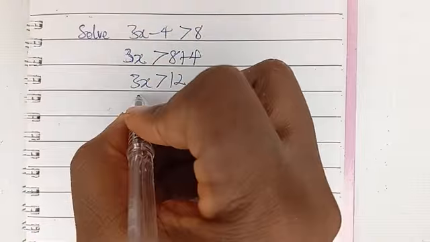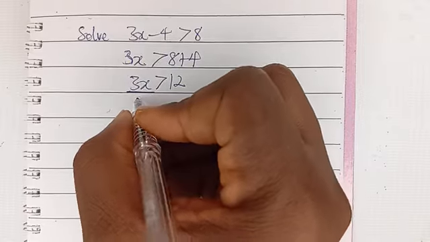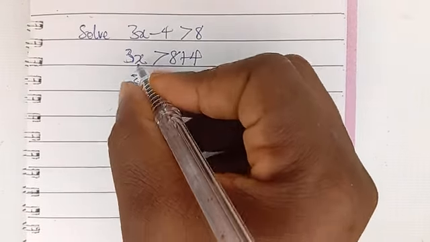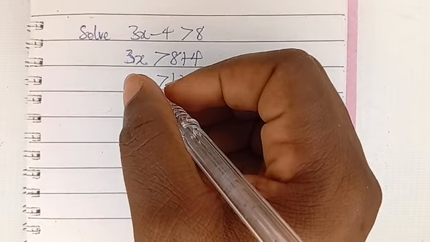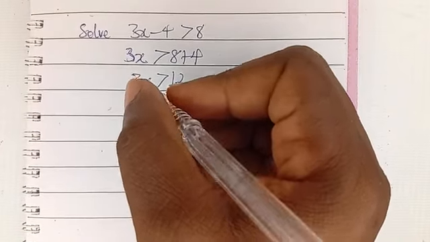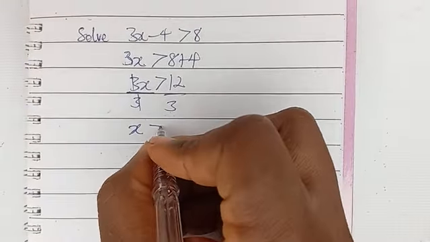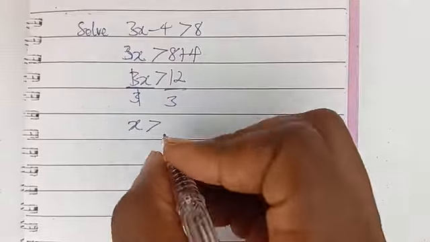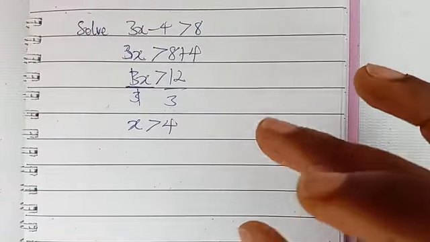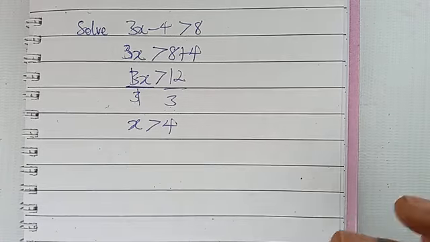Then in a normal equation, what we do at this point is divide both sides by 3 so as to eliminate 3 from here, so that our variable is standing alone. When we divide both sides by 3, we have that x is greater than 12 divided by 3 is 4. So x is actually greater than 4.